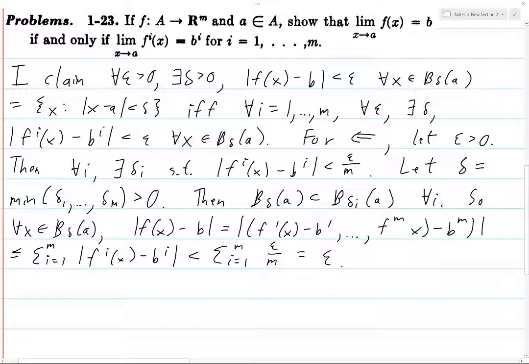Okay, so what have we proven? We've proven that given any epsilon, we can choose a delta such that for every x in this delta ball, the difference between f of x and b is less than epsilon. Thus, f is continuous at a. So that's all we need for the backwards direction.